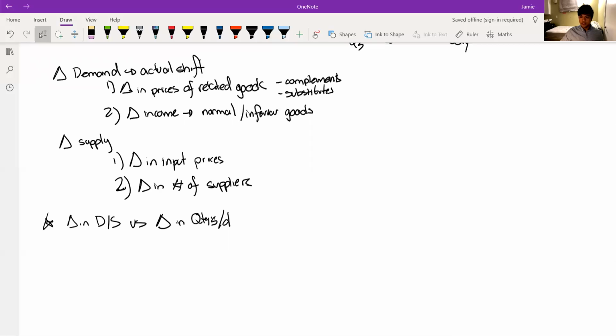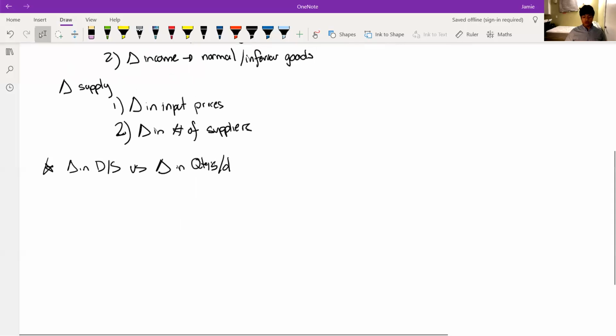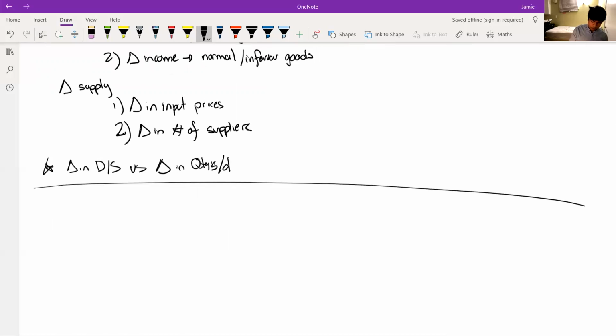Very important. What else is there? You can also have simultaneous shifts in supply and demand. What that means is you can have the supply curve shifting to the right and the demand curve shifting to the right as well. So draw a line.